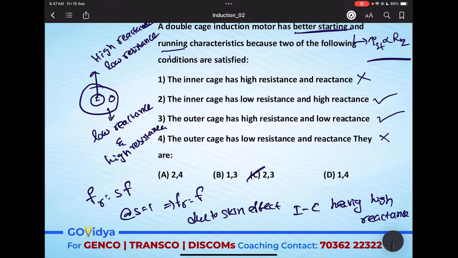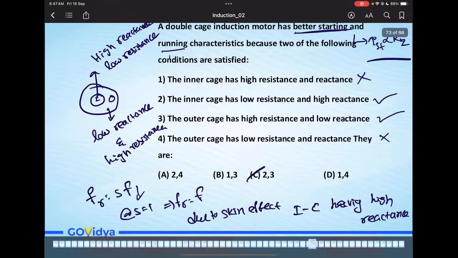At the time of starting, the inner cage has high reactance, not high resistance. Because of that, only the outer cage comes into the picture. The outer cage has high rotor resistance, so the starting torque is going to be high. Under running condition, if you consider the full load torque, both resistance and reactance will be less as frequency is reduced. Reactance in the inner cage is reduced, thereby we achieve better running condition also. Is it clear? Let's move on to the next question.